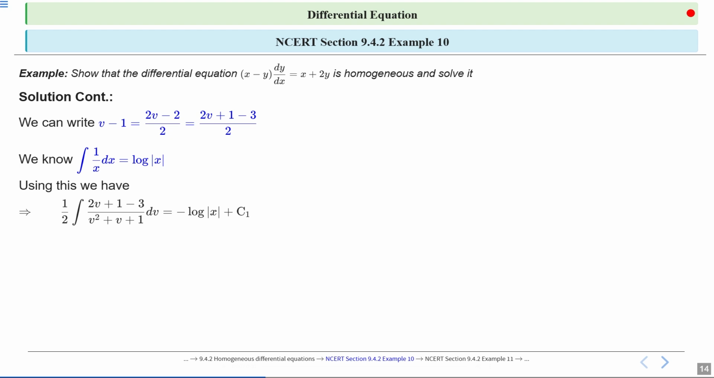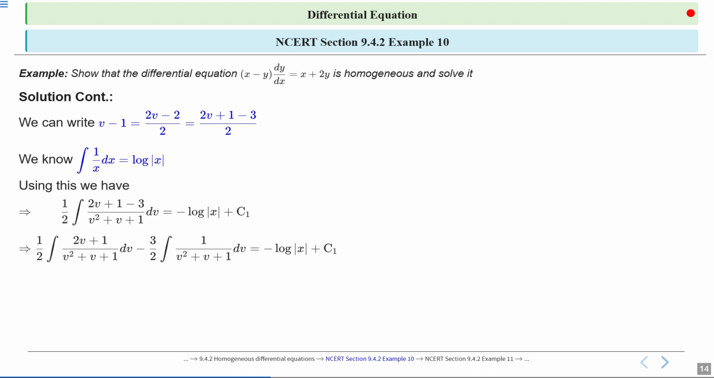We write (2v plus 1 minus 3) by 2 by (v square plus v plus 1) dv is equal to the integration of 1 by x, which is minus log mod x plus a constant of integration, that is c1. Now we have to integrate this, that is the integral of (2v plus 1 minus 3) by (v square plus v plus 1), and we can separate the integral: 1 by 2 integral of (2v plus 1) by (v square plus v plus 1) dv minus 3 by 2 integral of 1 by (v square plus v plus 1) dv is equal to minus log mod x plus c1.